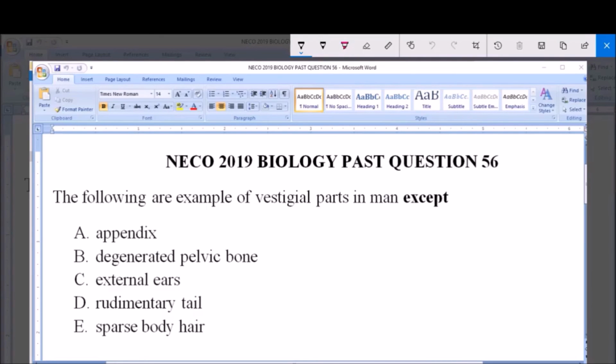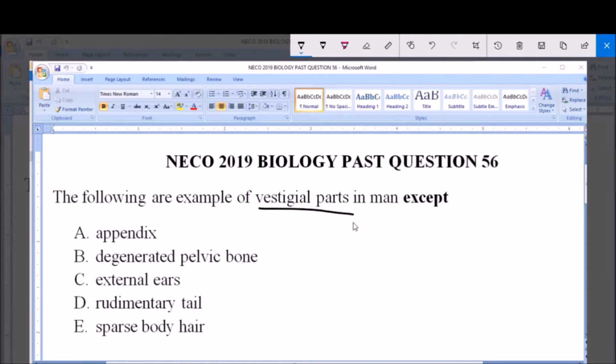I will be answering NECO 2019 Biology Past Question 56. The following are examples of vestigial parts in man except: A. Appendix, B. Degenerated pelvic bone, C. External ears, D. Rudimentary tail, and E. Sparse body hair. So we are asked to pick an option which is not a vestigial part in man.